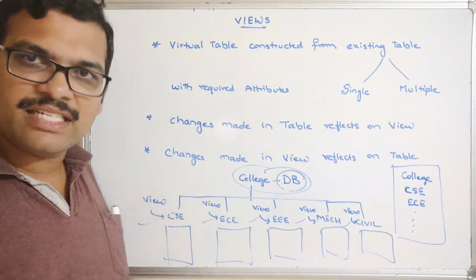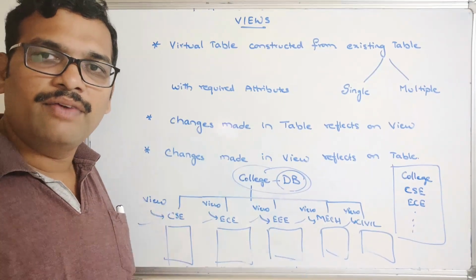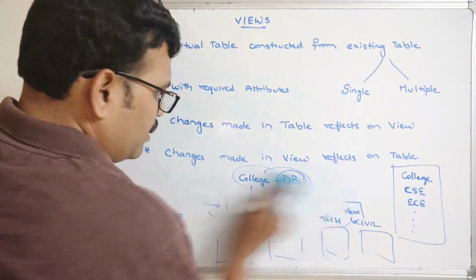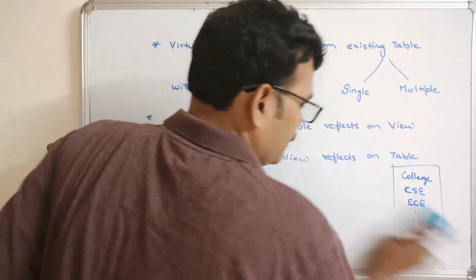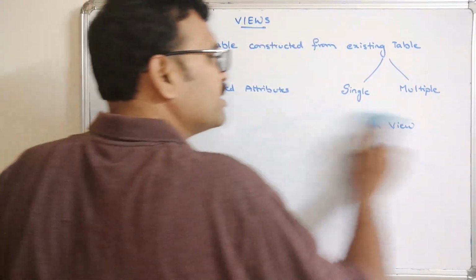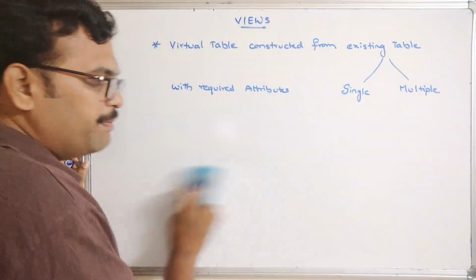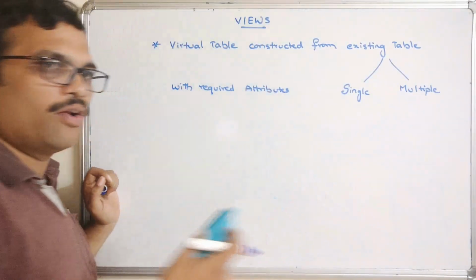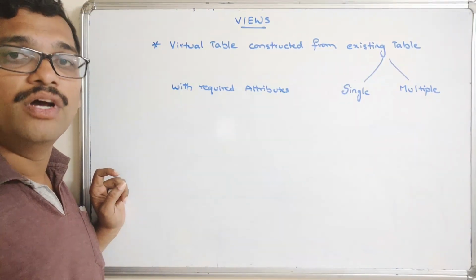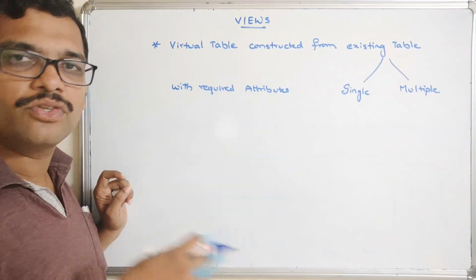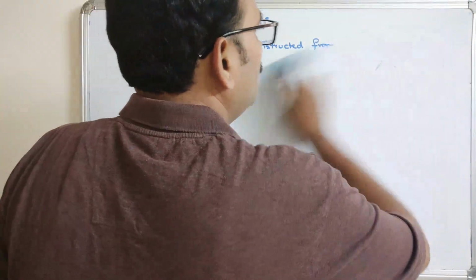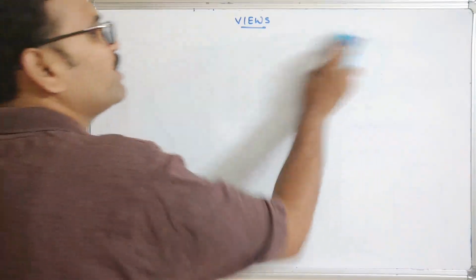Now we'll see the syntax, and then I will show you the execution part in MySQL, right? We'll create one table and different views, and I will also show you the updates. If updates are done on the table, whether they are reflected on the view, and if you do any updates in the view, whether they are reflected on the table. That we will see practically in MySQL. Now I will show you the syntax for creating the view.